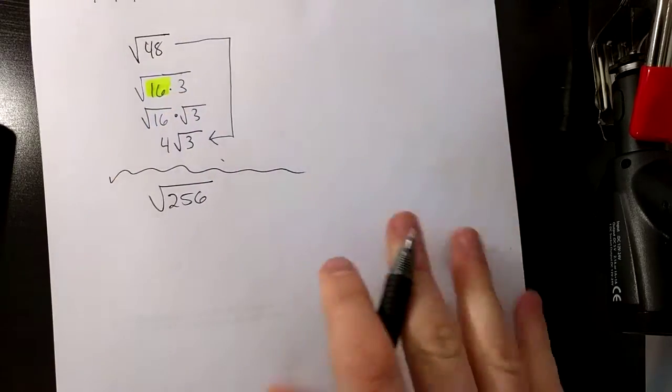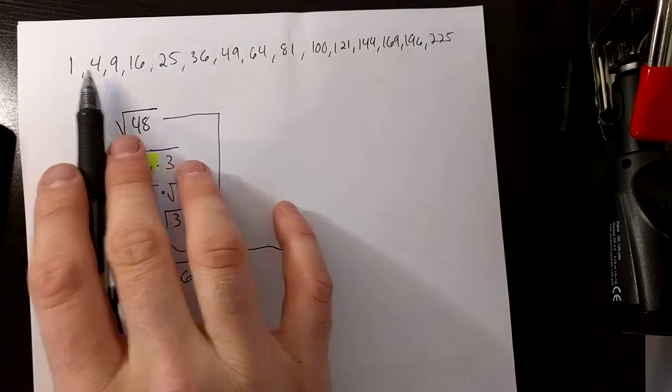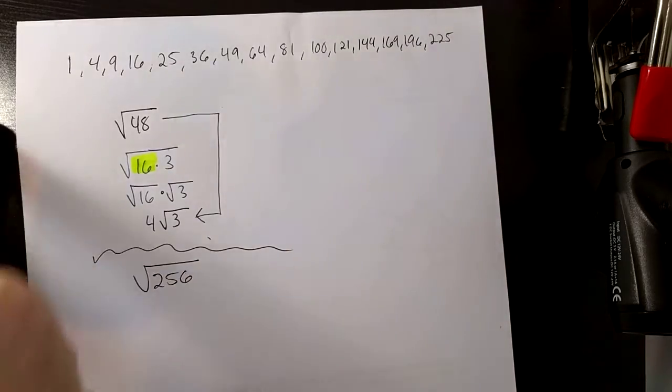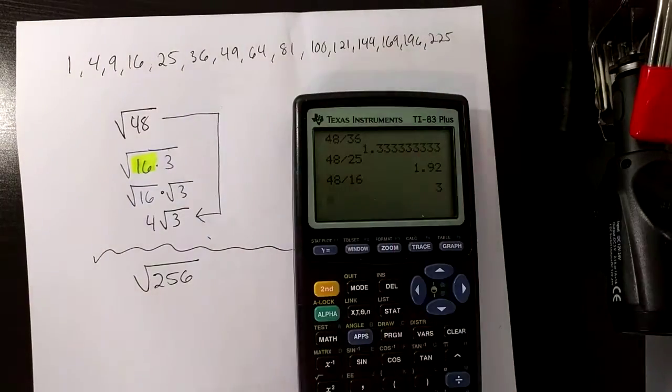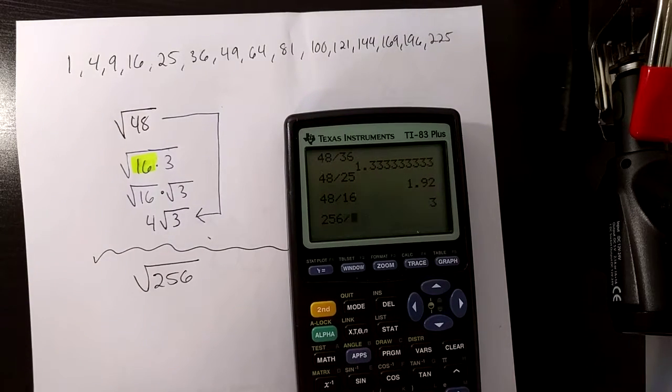In this example, 256 is bigger than all these numbers on this number line. So I'm going to start with 225 and move left until I find a factor of 256 that goes into it an integer number of times. So 256 divided by 225, divided by 196. I'm going to keep going on the list. I'm at 144 right now. Still have no integer factors.